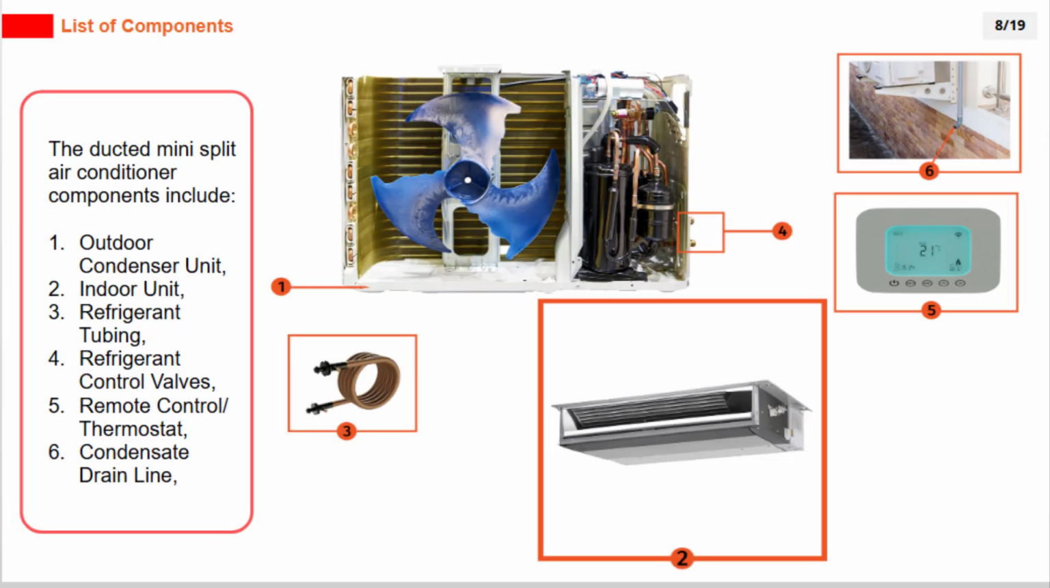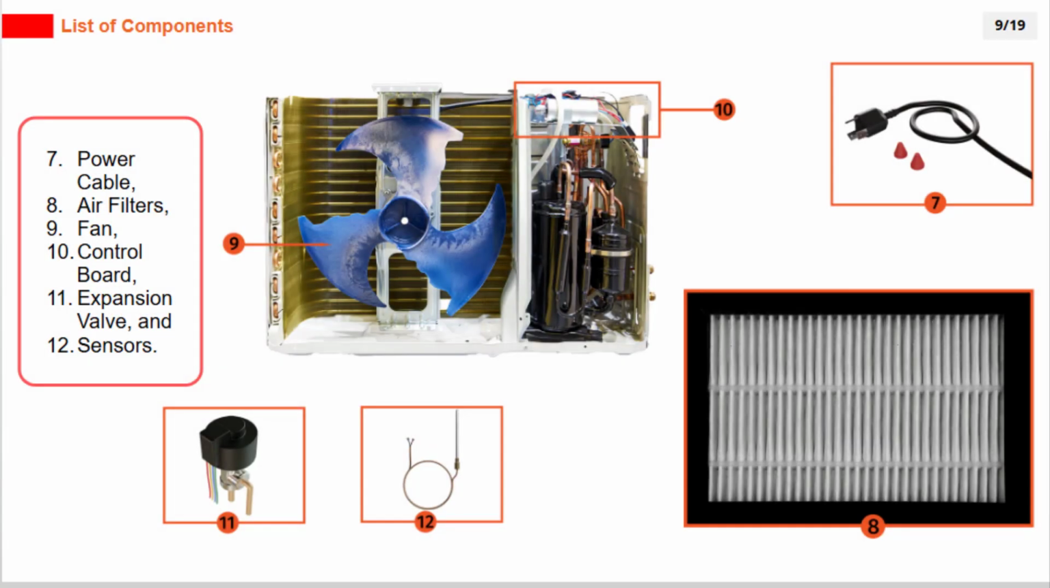The ducted mini-split air conditioner components include outdoor condenser unit, indoor unit, refrigerant tubing, refrigerant control valves, remote control/thermostat, condensate drain line, power cable, air filters, fan, control board, expansion valve, and sensors.